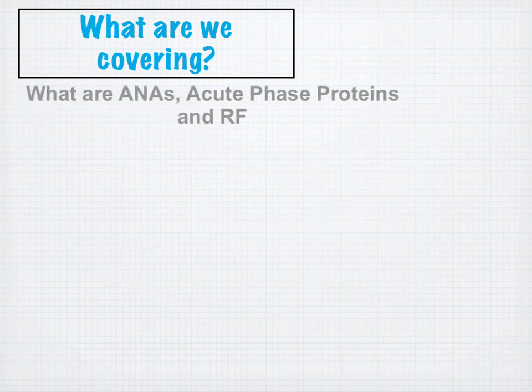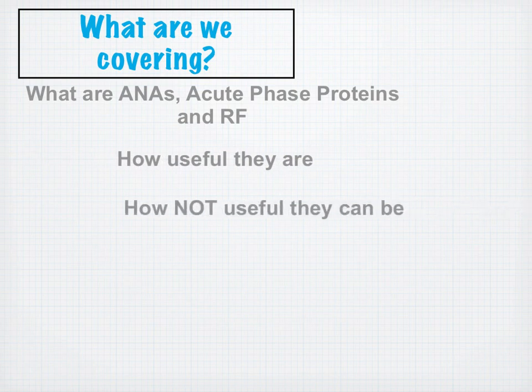So what are we going to cover? Well, we're briefly going to cover, and I do mean just very rudimentary is our coverage of this at this point, what are ANAs, acute phase proteins, and rheumatoid factor? How useful are these and how not useful they can be?